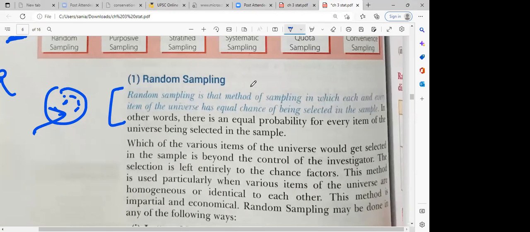Random sampling is that method of sampling in which each and every item of universe has equal chances of being selected in the sample. So here, everyone has equal chances. It's not like I'll select him or her. No, everyone has equal chances, but I will randomly select any two people. Okay. Random sampling may be done in the following ways. So how can you do it?